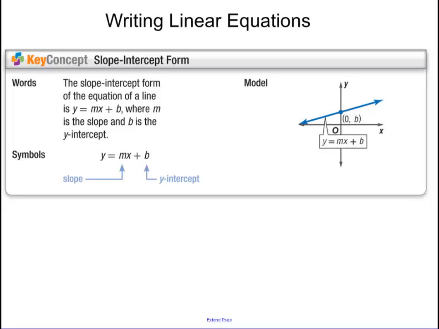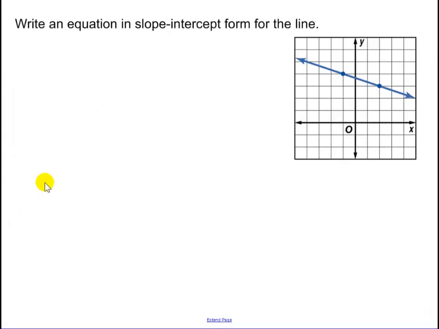Today we're going to be talking about writing linear equations. And I've kind of already talked about this form of a line, y equals mx plus b, where m is the slope and b is the y-intercept when we graph our line. So this should look super familiar. I'm not going to spend a whole bunch of time on it. Write the equation in slope-intercept form for that line.